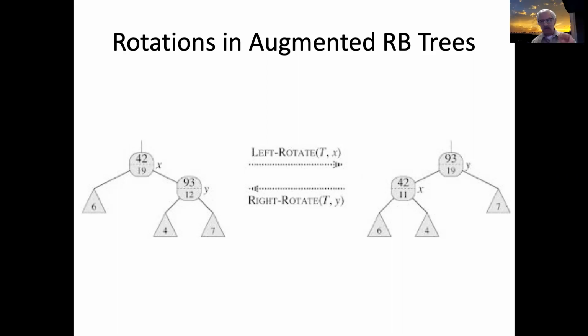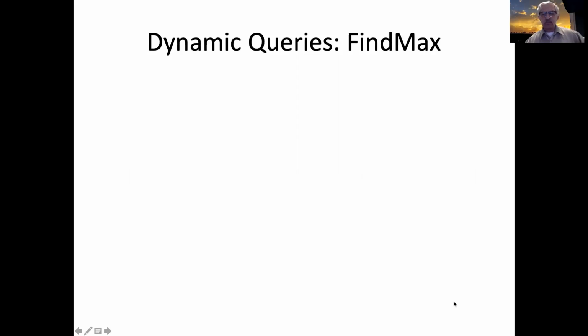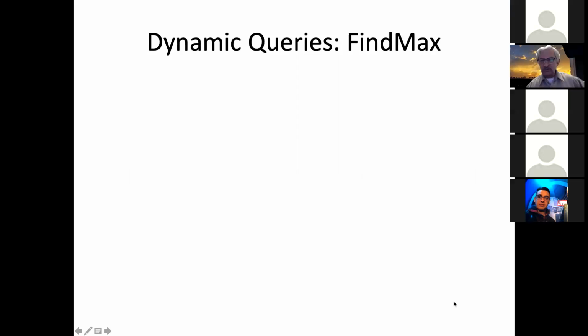So if you left rotate at node X and then right rotate at node Y, you'll get back the same tree. Okay, I see the argument. All right. Any other questions?